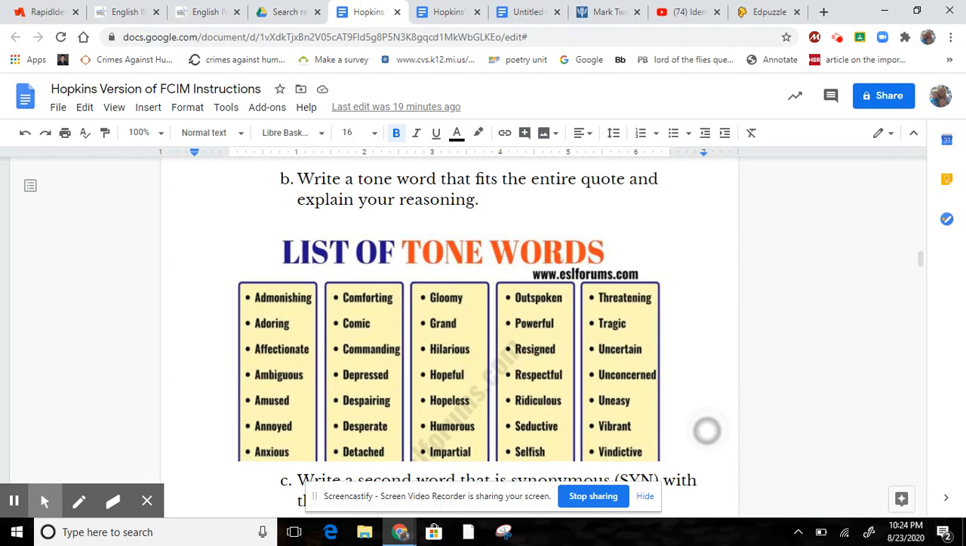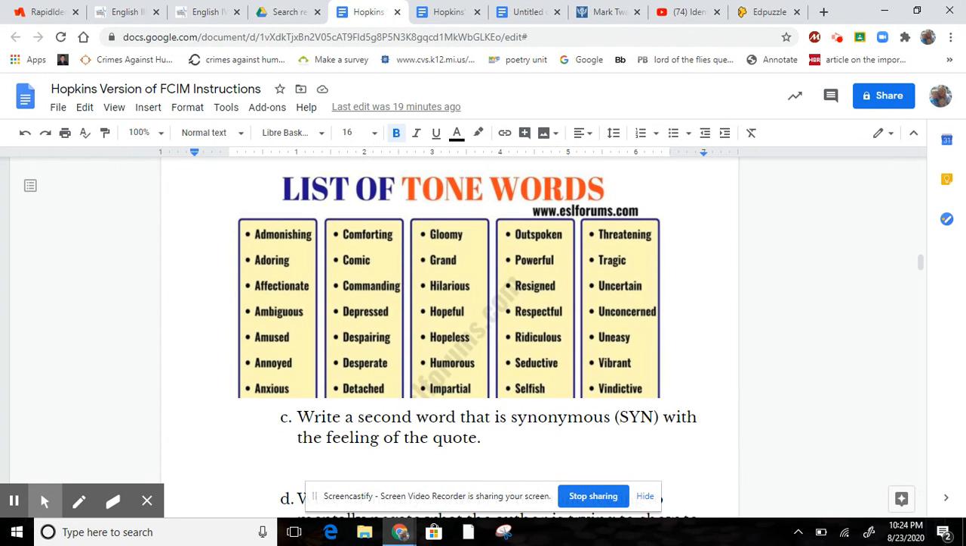And to help you out, I've given not a whole conclusive list by any means, but some ideas of what you might could use for an emotional tone word to describe how the author seems to feel about that topic.